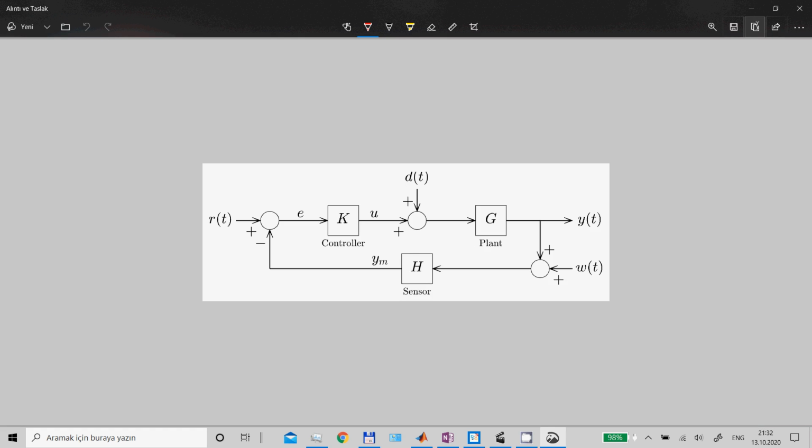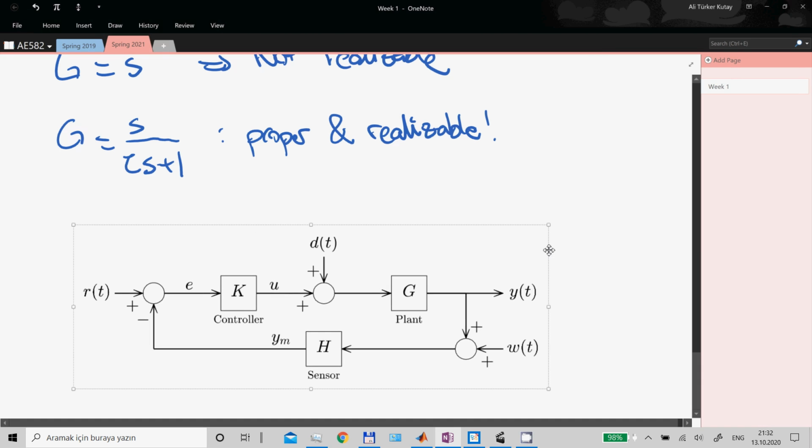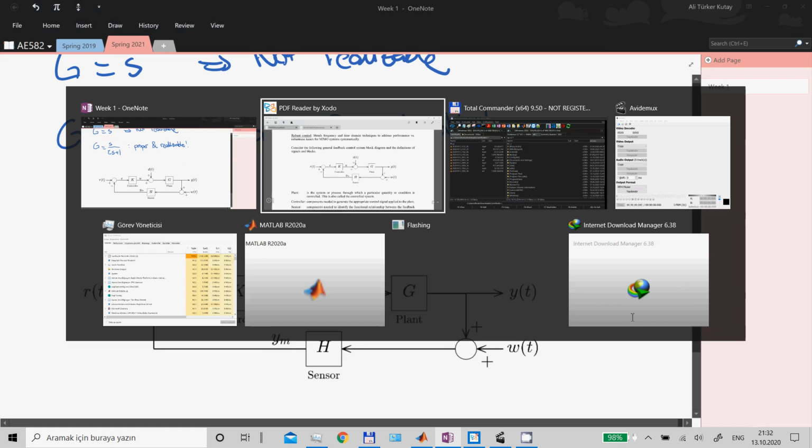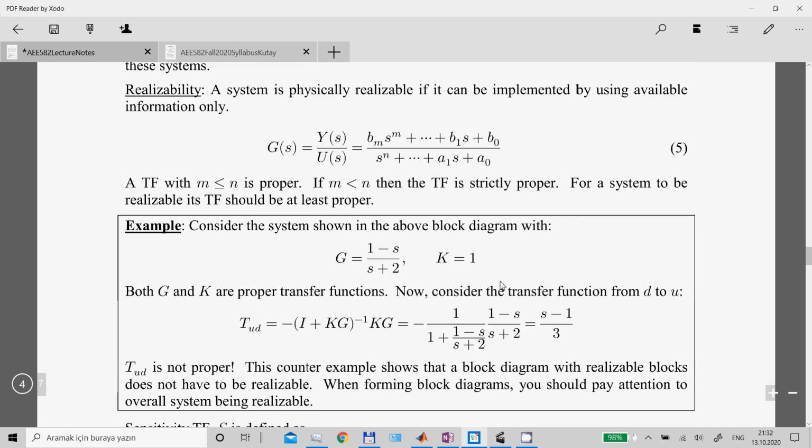Okay, so again, I need to copy it explicitly from this window. I don't know why I have to do that. Okay, so let's take a look at this block diagram, and let me just give you some transfer functions for those blocks.